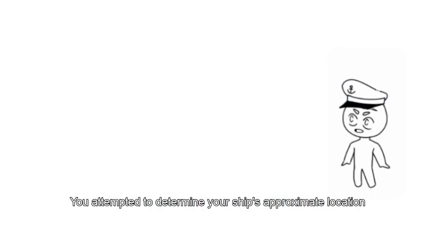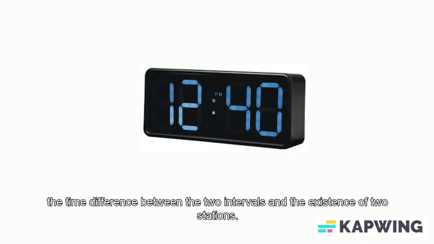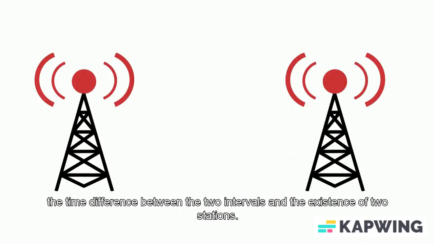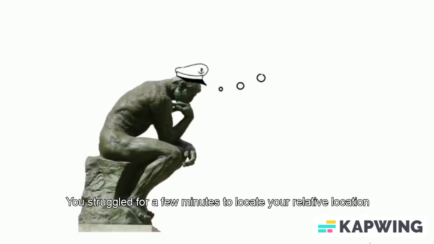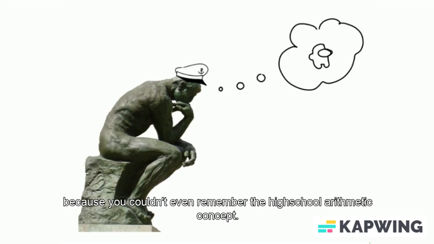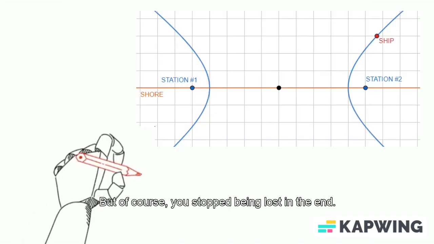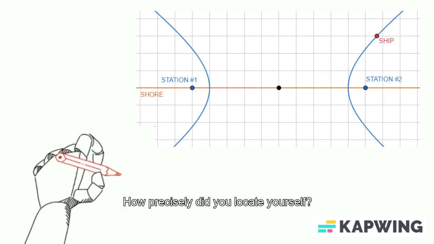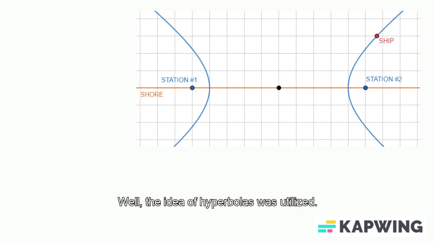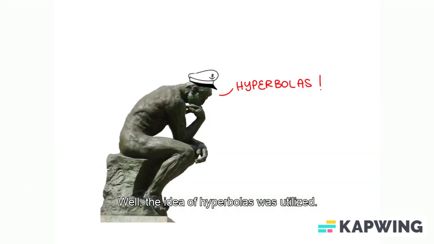You attempted to determine your ship's approximate location in relation to those two stations using the information provided: the time difference between the two intervals, and the existence of two stations. You struggled for a few minutes to locate your relative location because you couldn't even remember the high school arithmetic concept. But of course, you stopped being lost in the end. How precisely did you locate yourself? Well, the idea of hyperbolas was utilized.